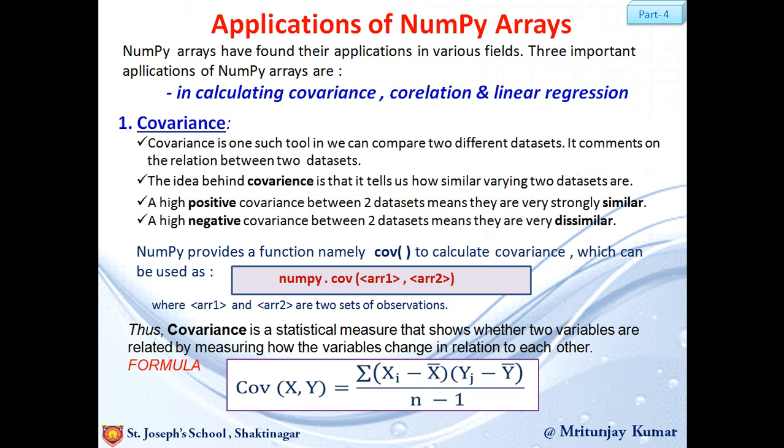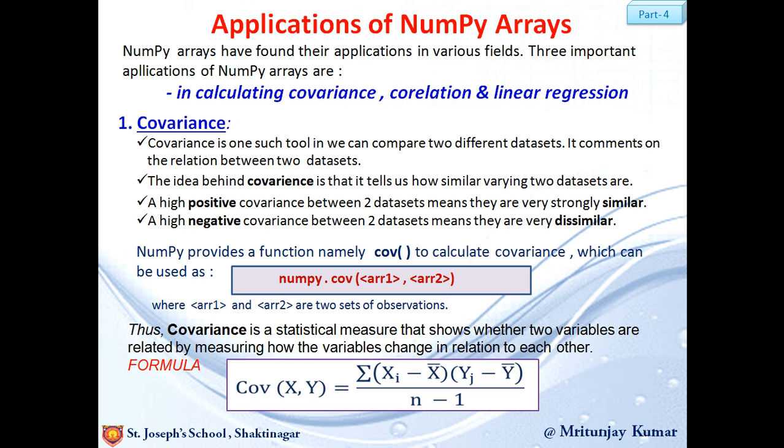NumPy arrays have found their application in numerous fields. So covariance, what is covariance? From the word we can understand that covariance is a tool through which we can compare two different data sets. For example, we have two arrays, either they may be 1D arrays or 2D arrays, and now I have to compare these two arrays. And how can we compare?